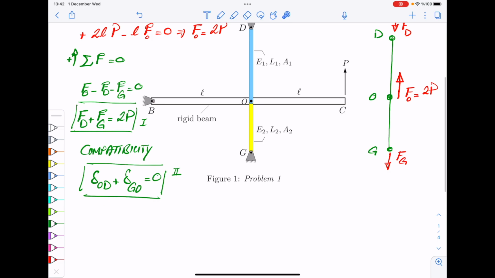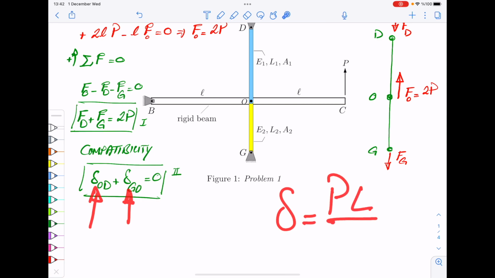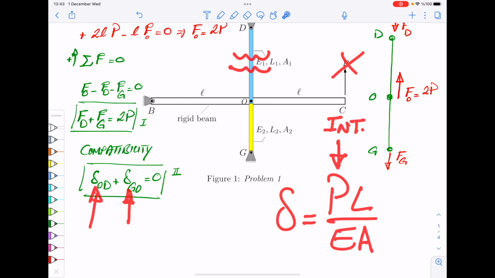All you have to do is to insert their corresponding values with respect to the forces for the deltas. So remember, delta was PL over EA. This is our magic formula, right? So in each of these members, you can write this. But remember, when we write P here, I'm not talking about this P, obviously. This is internal P, right? So what we need to do is to cut these members to calculate their corresponding P, or corresponding internal force.